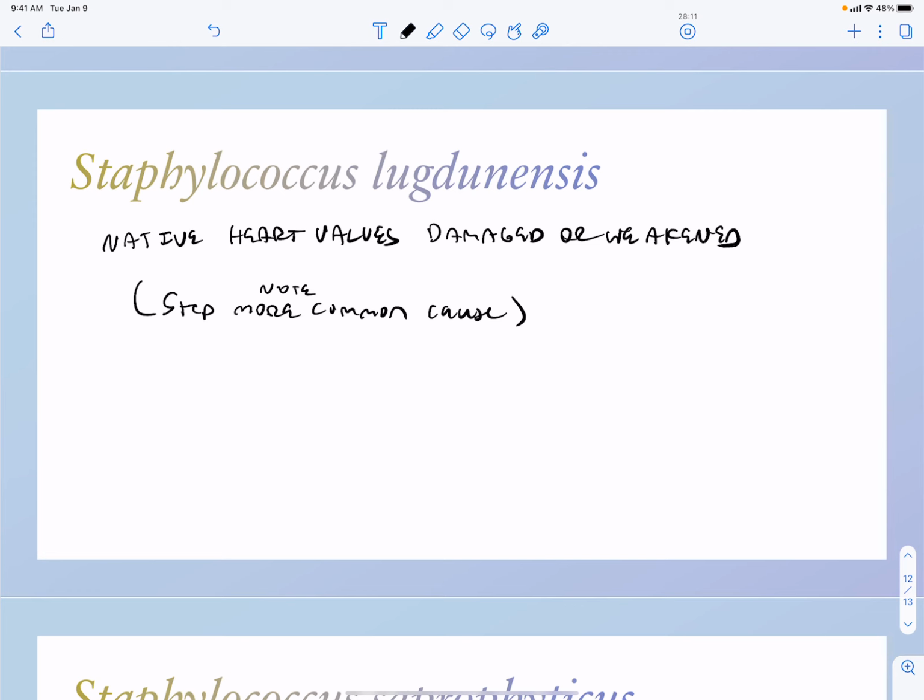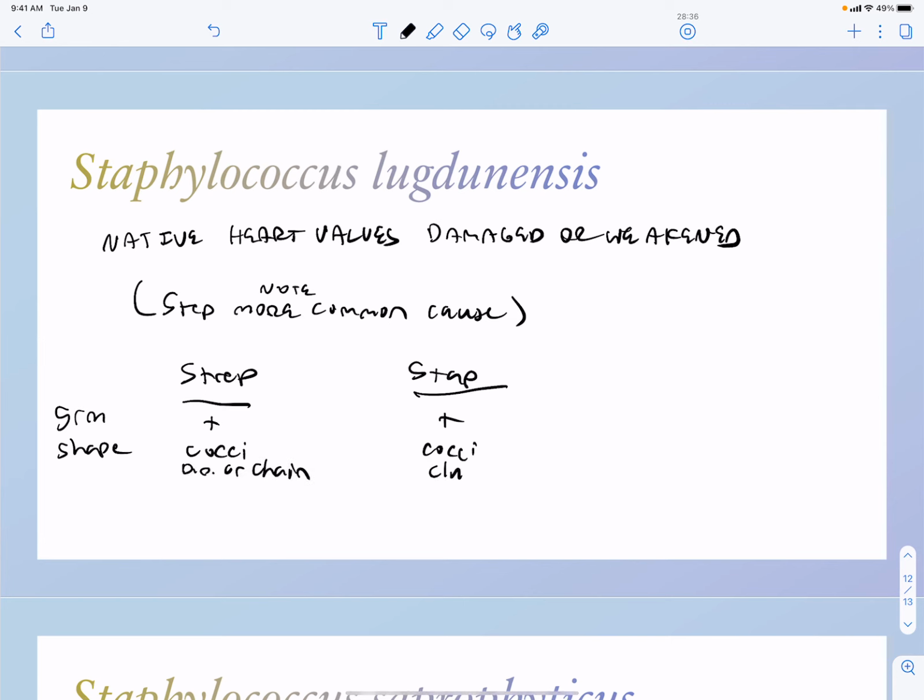So this is a note. So how to tell the difference between staph and strep? Well, we have strep, and we have staph, and we have a gram stain, and they're both positive, and we have a shape, and they're both cocci. This one tends to be in diplo or chains. This one tends to cluster or single. And then you have catalase. Strep is negative, staph is positive.